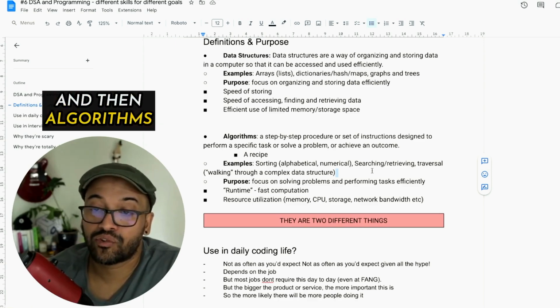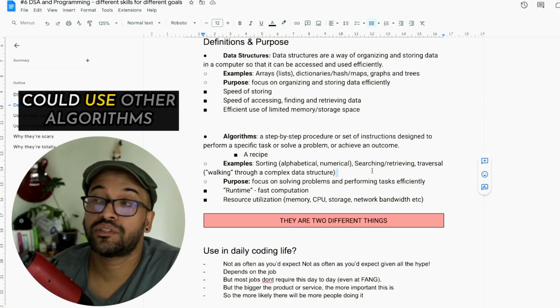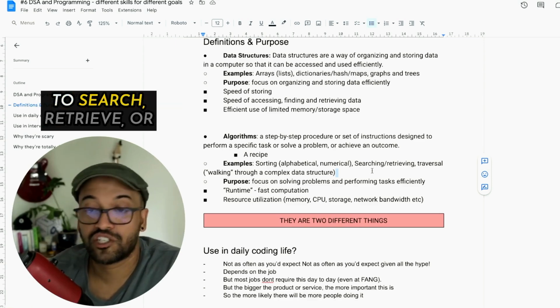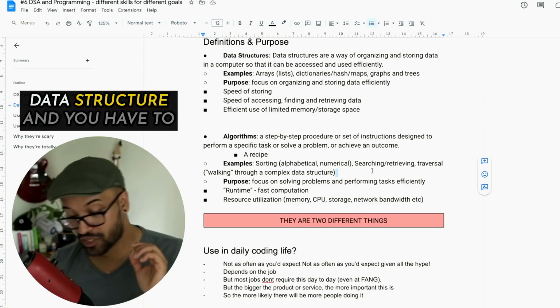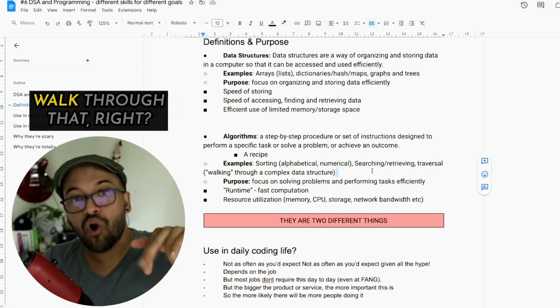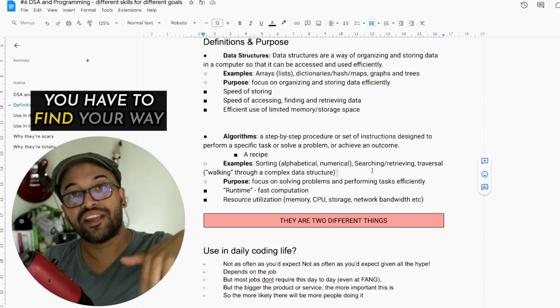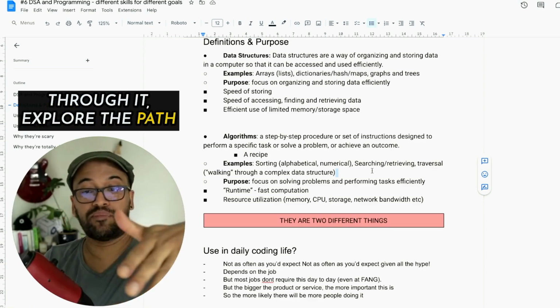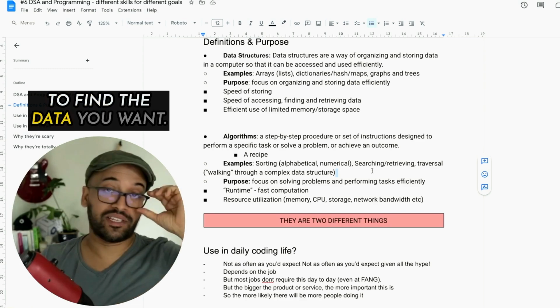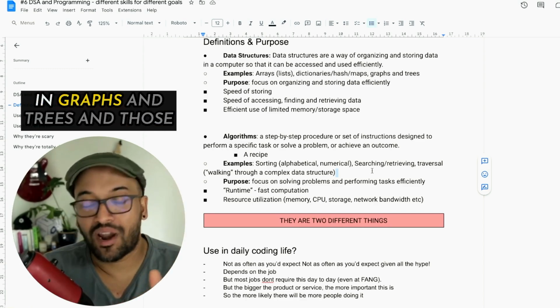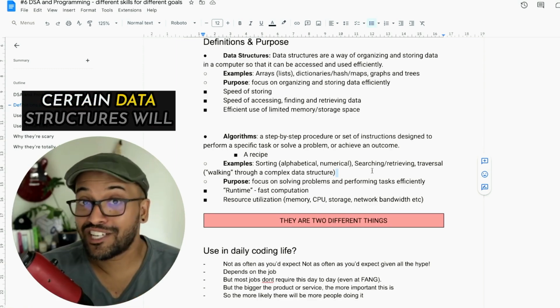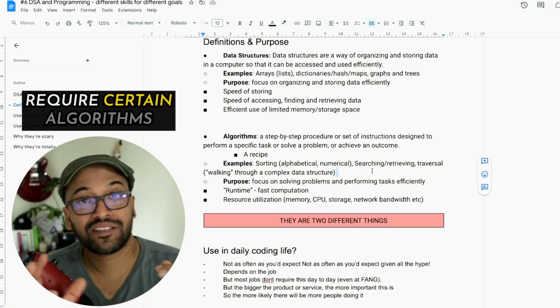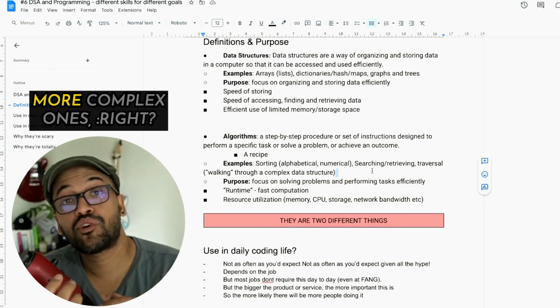And then algorithms could be to sort, and then you could use other algorithms to search, retrieve, or what's known as traversal, which is you take a complex data structure and you have to walk through that, right? You have to find your way through it, explore the path through that data structure to find the data you want. So that's typically used in graphs and trees and those kind of data structures. So now you'll realize that certain data structures will require certain algorithms to use them, especially the more complex ones, right?